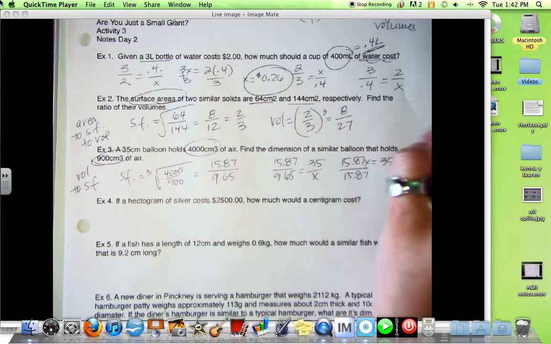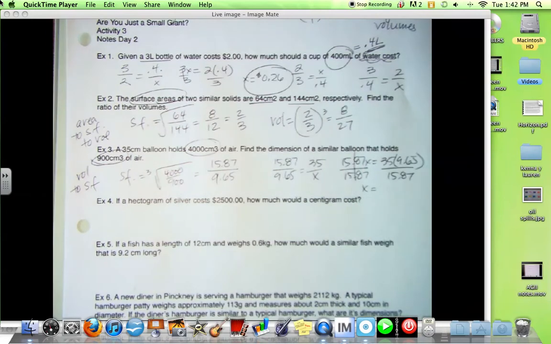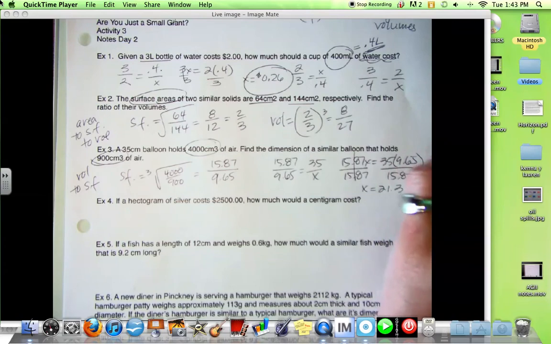Divide. And the similar balloon has a dimension of what? 21. Okay, centimeters.